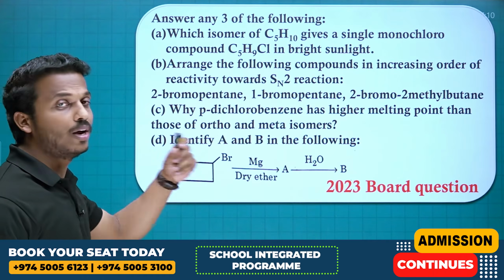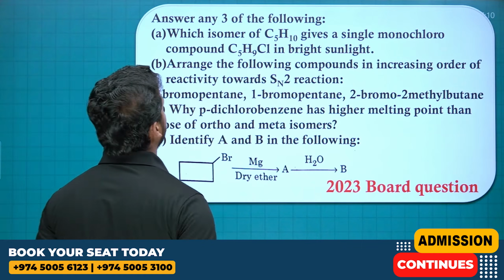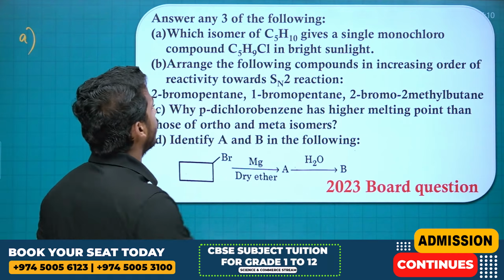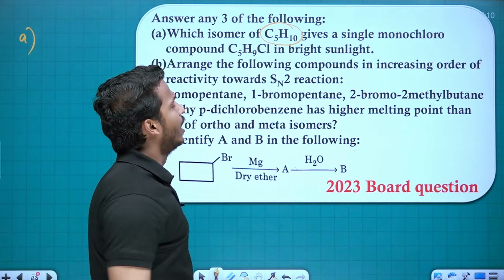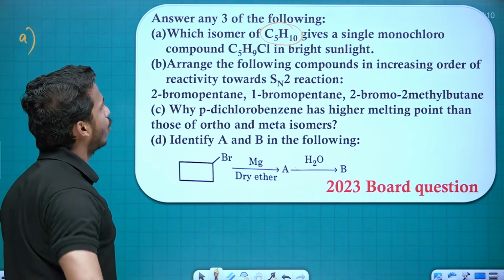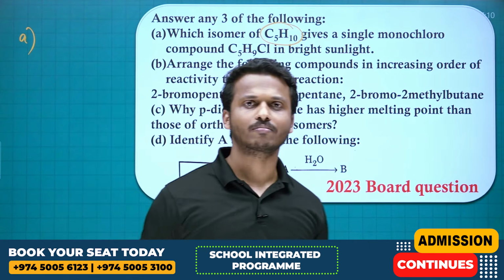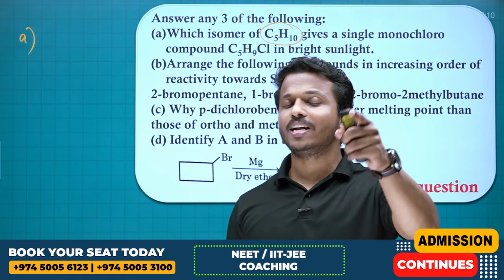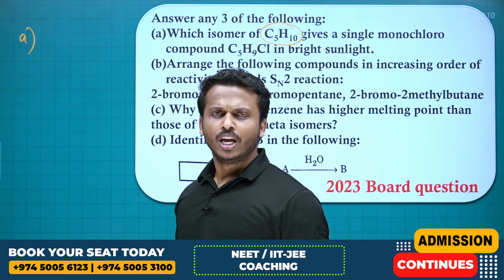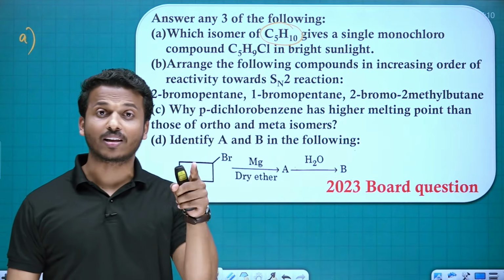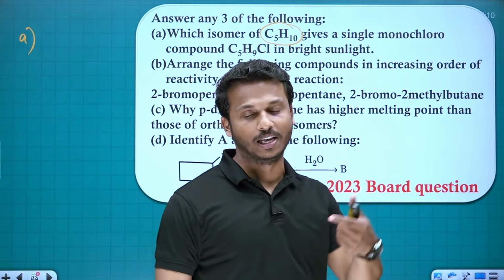And next, the 2023 board question. Answer any three of the following. Let us answer all of them. First one: which isomer of C5H10 gives a single monochloro compound C5H9Cl in bright sunlight? Bright sunlight means substitution reaction. If it wants to give a substitution reaction, it should be an alkane, right? Alkane mainly undergoes substitution reaction.